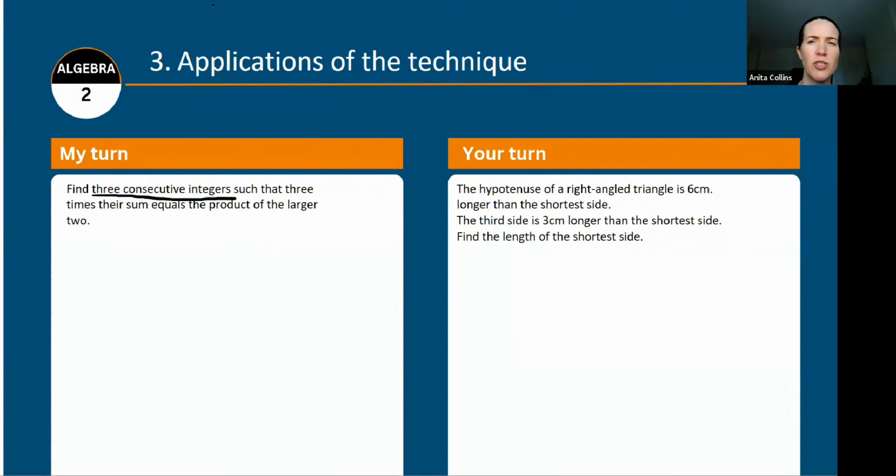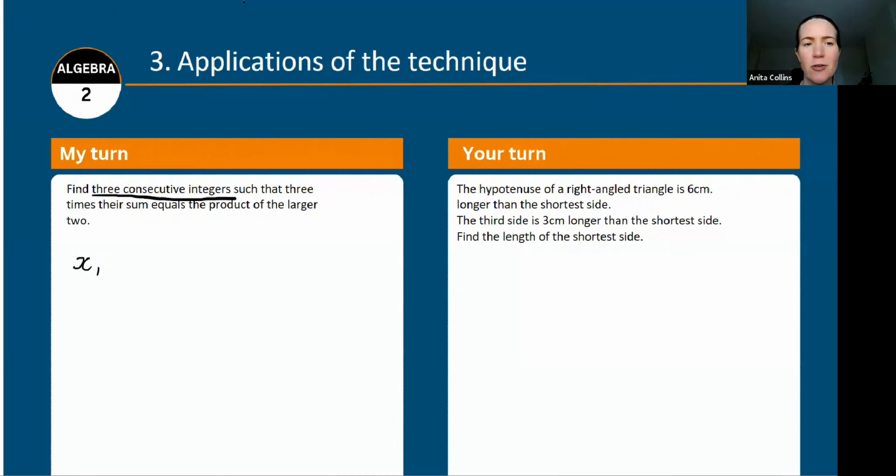So should we pick like 2, 3, 4? Those are 3 consecutive integers, or 28, 29, 30. So we need to generalize. In order to generalize our 3 consecutive integers, we don't know what they are. So we're going to call our first one X. I'm not going to go X, Y, and Z, because they're consecutive, they are linked, they're one after another.